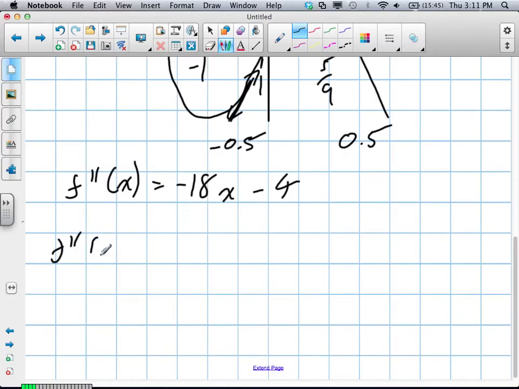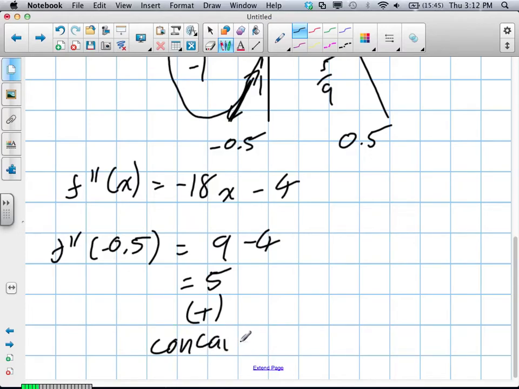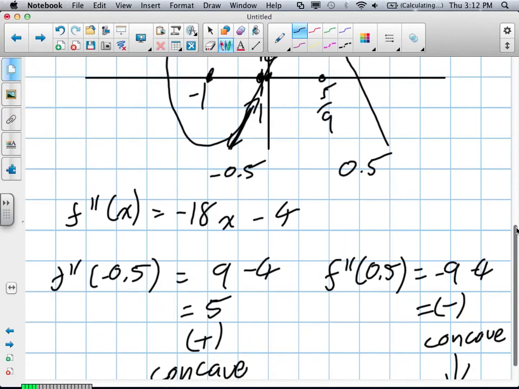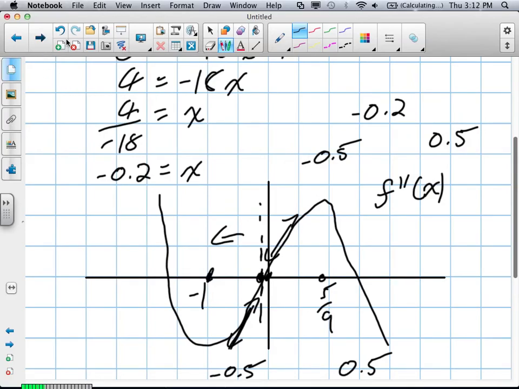f double prime of negative 0.5 gives us negative 18 times negative a half, which gives us positive 9 minus 4, 5. Positive. Therefore, concave up. And f double prime at 0.5 is equal to 0.5 times negative 18, which is negative 9 minus 4, negative. Concave down. So because it changes from being concave up to concave down, we do have a point of inflection at negative 0.2. So let's jump to our graph.